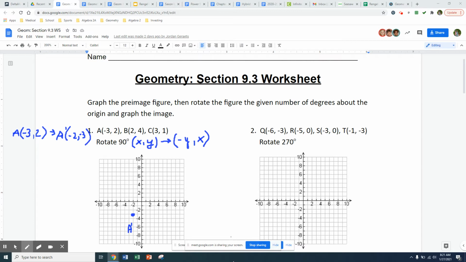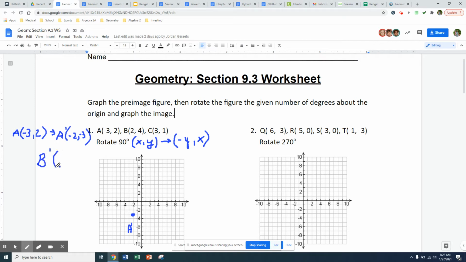All right. So heading back to the one I just did. I took A. A was -3, 2. So when I rotate it 90 degrees, the x coordinate becomes the y coordinate, and then the y coordinate becomes the opposite of the x coordinate. So that's the rule that we follow. Now for each of these we'll do that, and I'm just going to list the image coordinate.